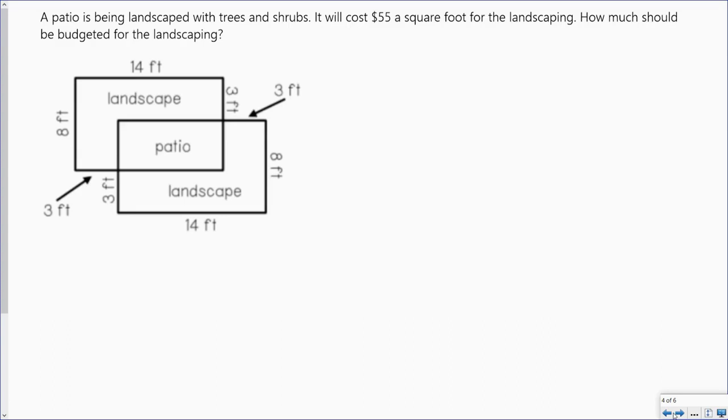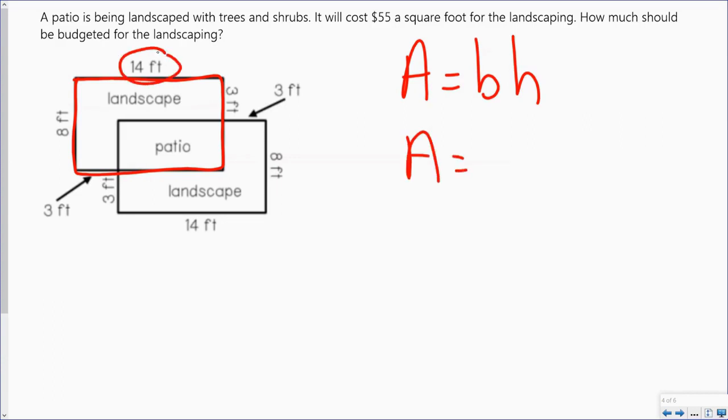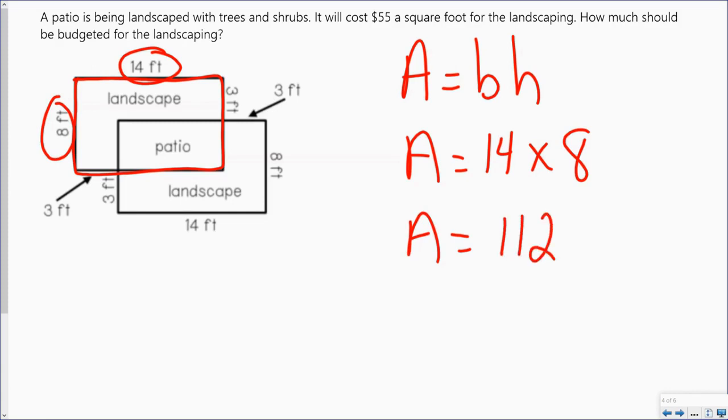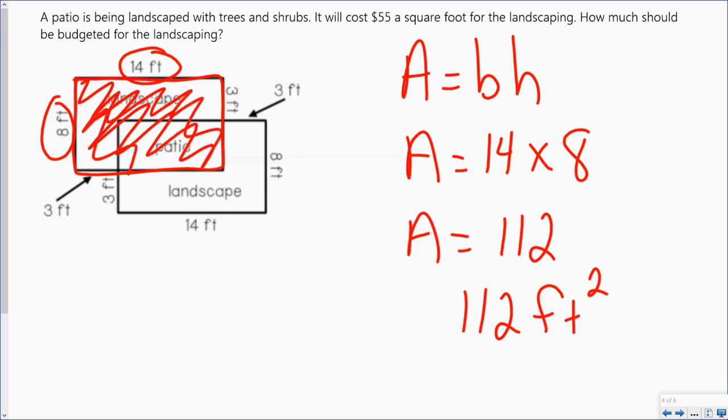The first thing I'm going to do is find the area of one of these larger rectangles. I know that it's a rectangle, so my area is base times height. In this case, my area is 14 feet is my base, multiplied by 8 feet is my height. That gives me an area of 112, so this would be 112 feet squared for this little section right here.